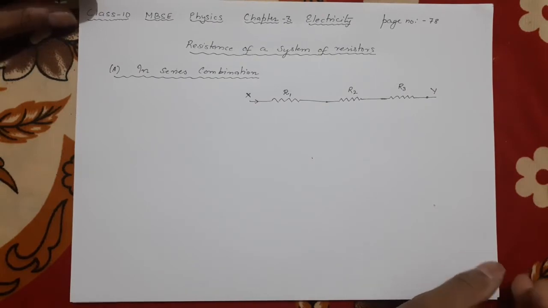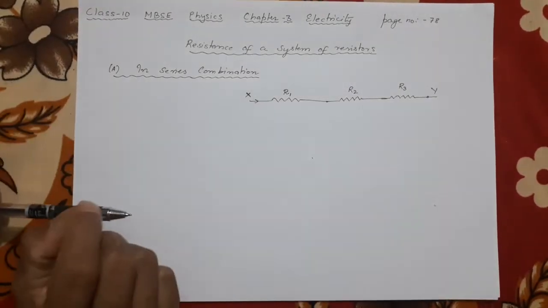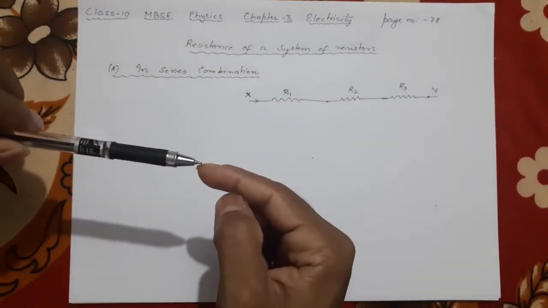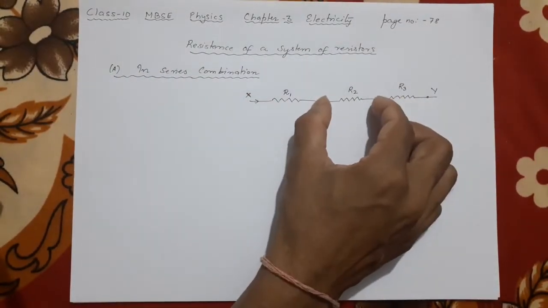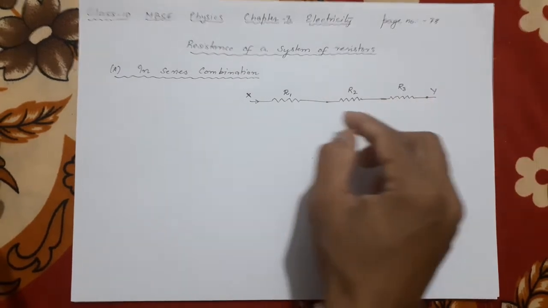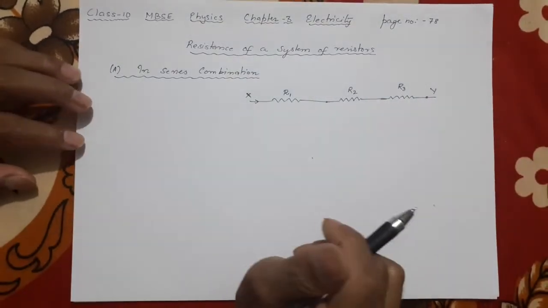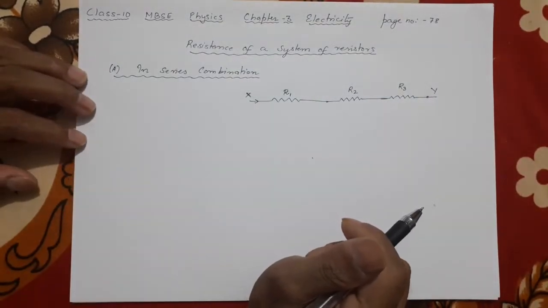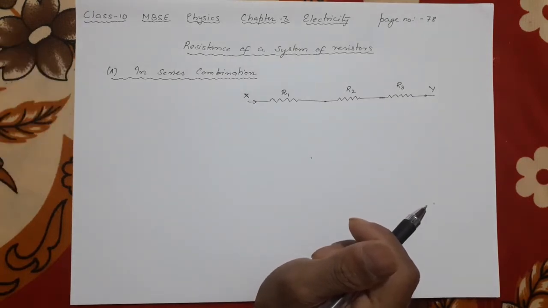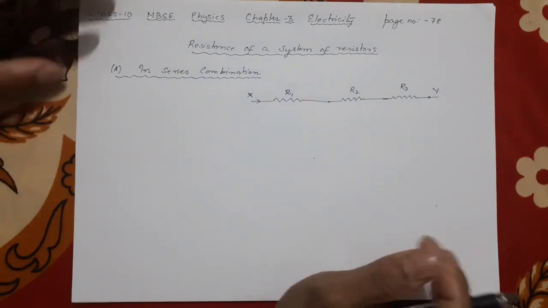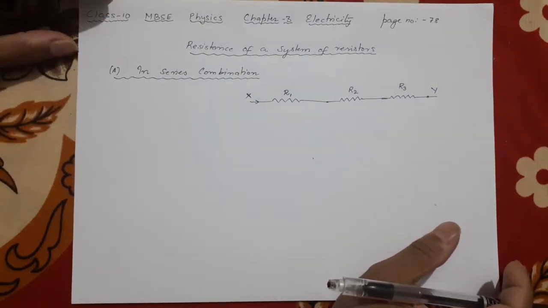Series means the first one is there and the other one is directly connected here, the third one will be connected there. Go on, first one connected here, second one, third one, to make a long chain. This is called series combination. So resistance in series is understood, and we'll try to derive what will happen to the resistance once we connect this way. Let us directly do that.